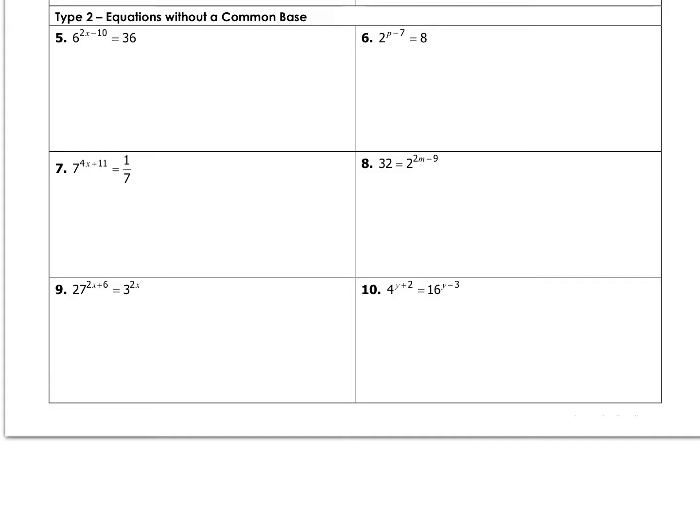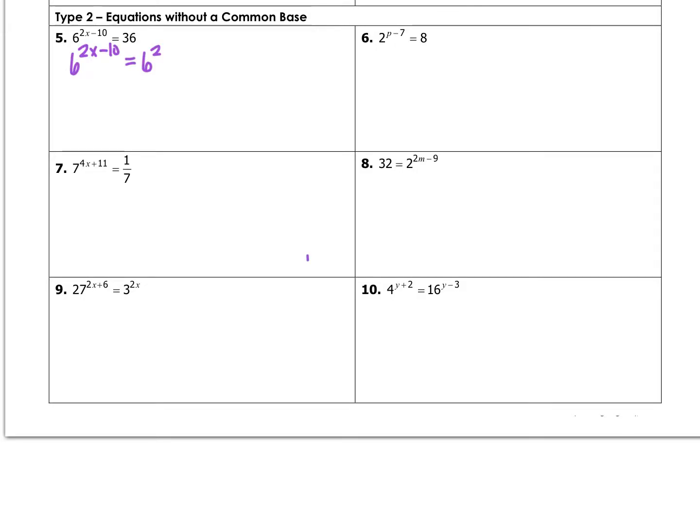All right, so what do I do when I see a question like number 5? 6 to the 2x minus 10 equals 36. So the question I'm going to ask myself is, how can I rewrite the equations so that both sides have the same base? So when I look at this, I see that 6 is the base. So when I look at 36, is there any way that I can rewrite 36 so that it has a base of 6? So go ahead and think about that for a second. How could I rewrite 36 so that it has a base of 6?